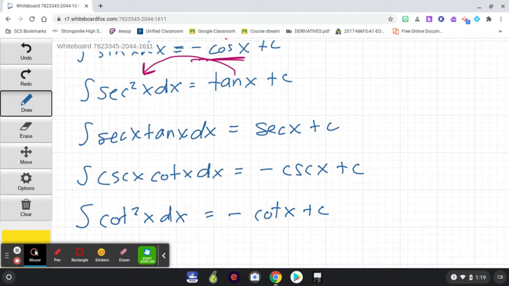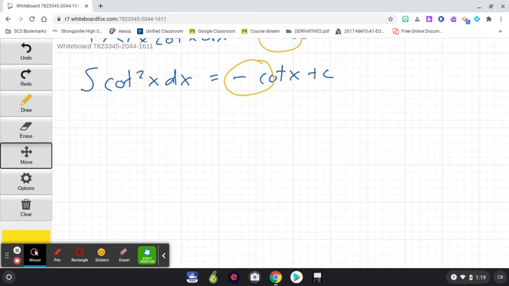And so remember, the items that have a co as the answer have a negative with that answer, right? Cosecant has a negative in the answer. Cotangent has a negative in the answer.